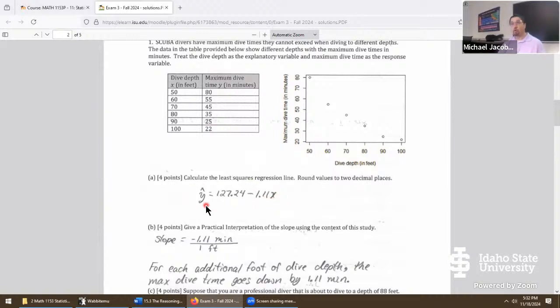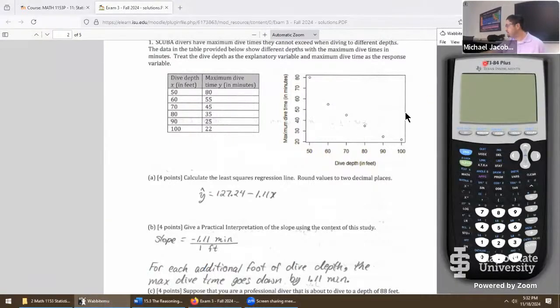Any questions on getting the y hat expression? Where did you get 127.24? It's something the calculator pretty much just spits out at you. So after importing the data here and here, that should come up. Let's actually pull this out to properly address that question. Instead of saying the calculator spits it out, I don't know if that's the best answer.